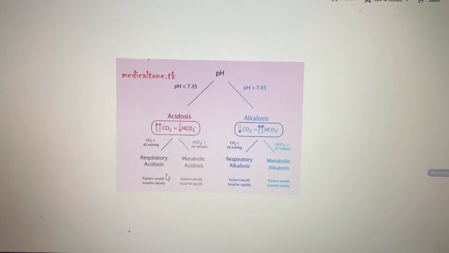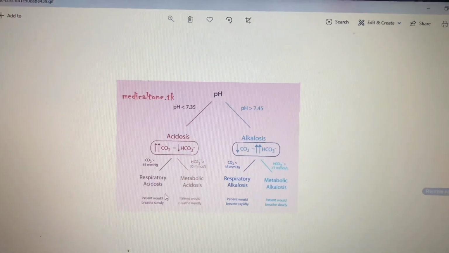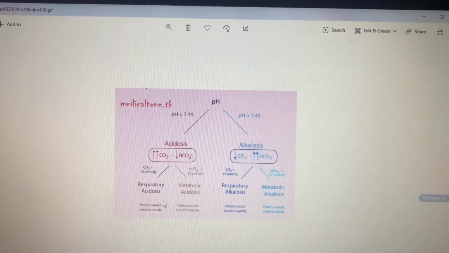Symptoms of alkalosis are often due to associated potassium loss and may include irritability, weakness, and muscle cramping.